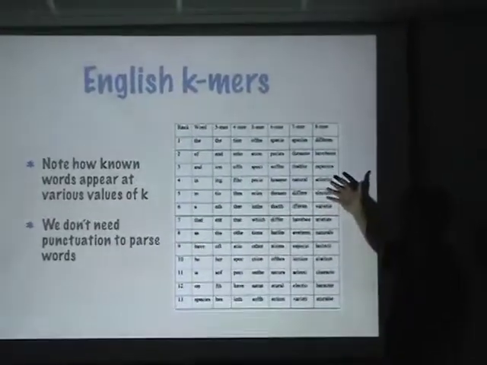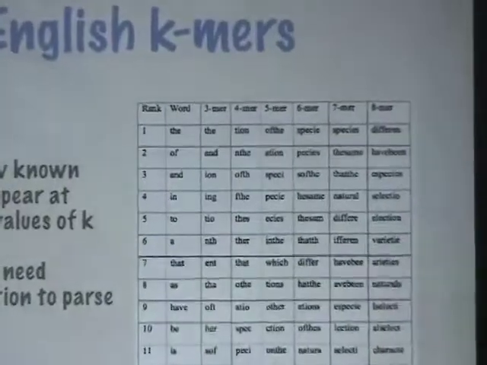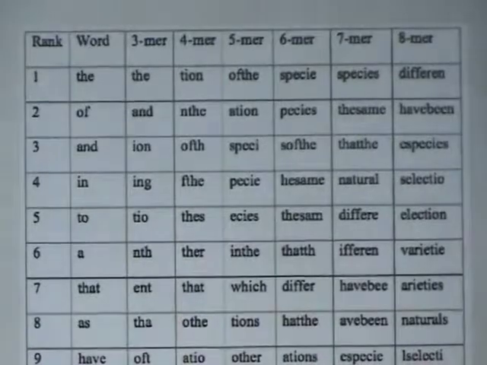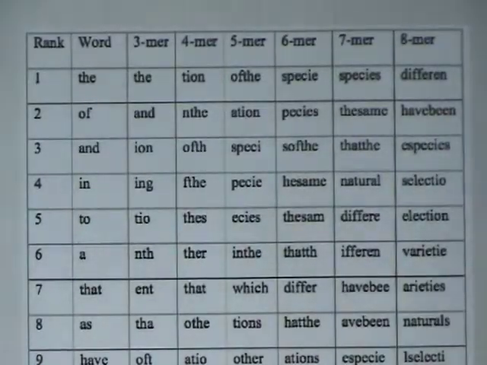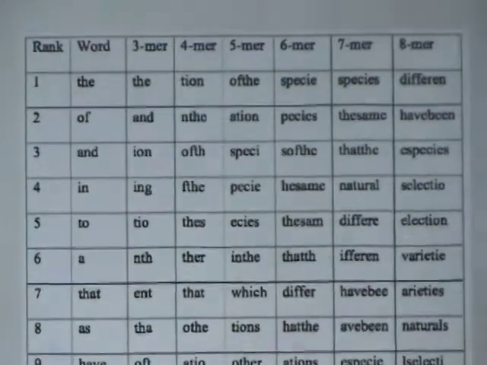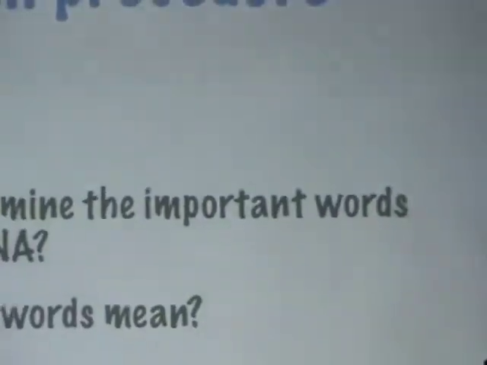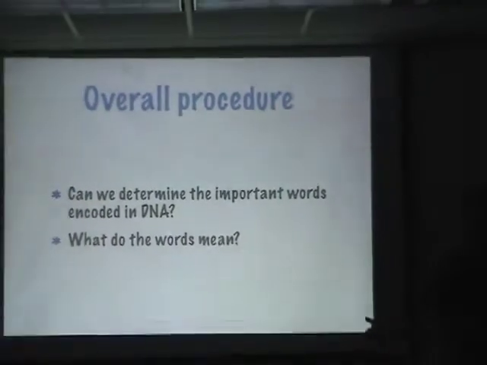So this is an analysis of The Origin of Species, and you end up with the most common 7-letter word being "species." Maybe not too surprising if the book is The Origin of Species. But we've learned that without knowing any punctuation at all. All the commas, everything was removed from that, all the spacing, and yet the most common thing that came out was "species." So we've done something incredibly crude here, but those patterns are emerging. So here's our overall procedure. Can we determine the important words encoded in DNA, and what do the words mean?